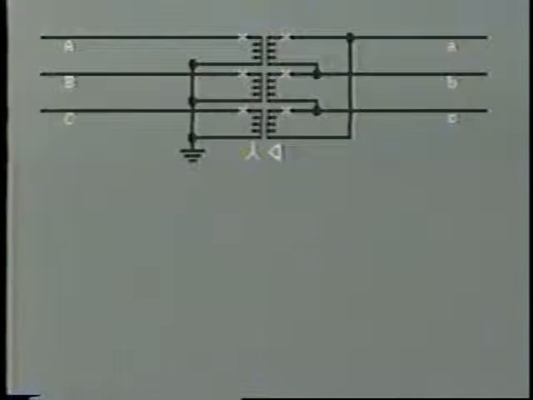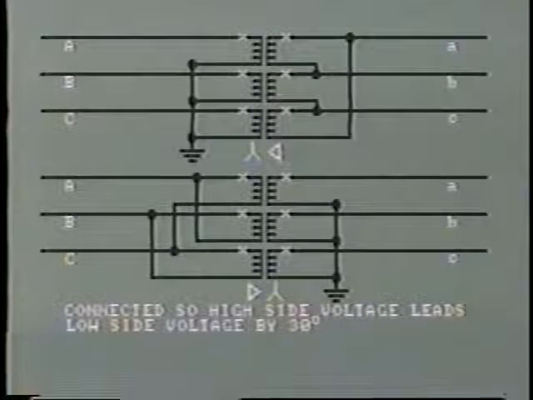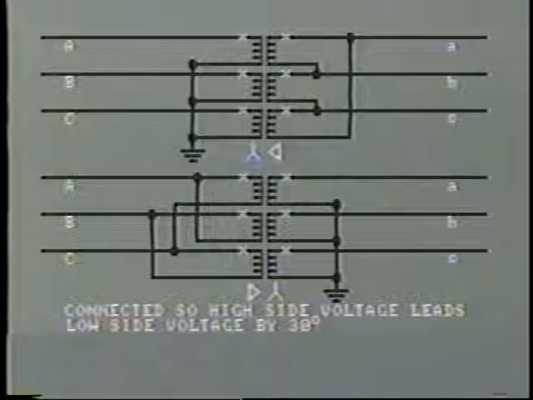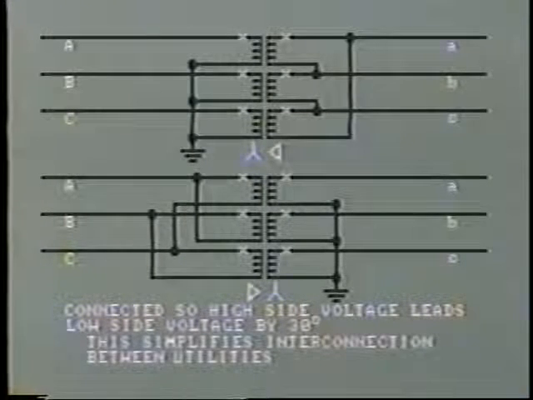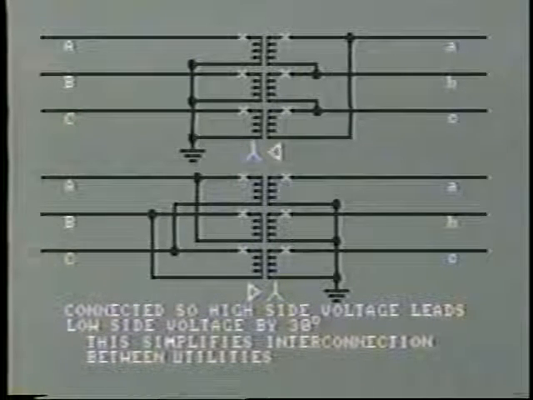Remember, with a Y delta or delta Y arrangement, the transformer is normally connected so that the high side voltage leads the corresponding low side voltage by 30 degrees. This is in accordance with IEEE standards. The advantage is that interconnection between utilities is simplified.